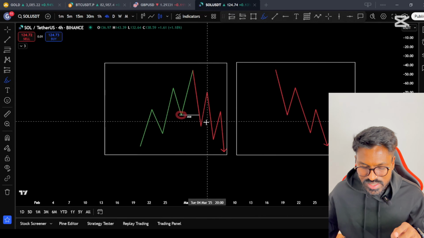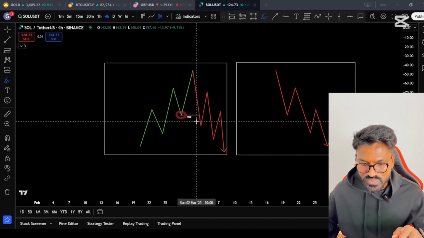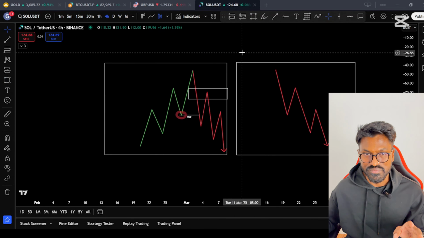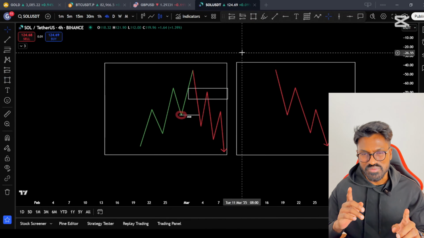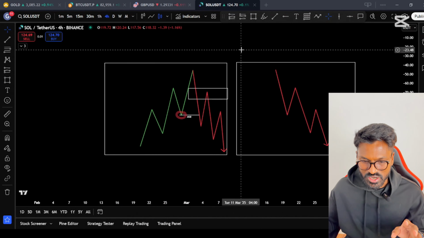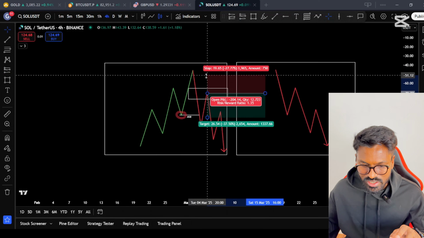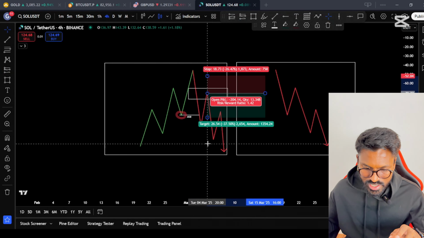So when this happens, what do we do as traders? We find out where our POI zone is. For those that don't know, I've been mentioning POI a few times already. POI basically means point of interest. That's where we enter our trades. So when price comes into this zone, we go for a sell opportunity instead of a buy opportunity.